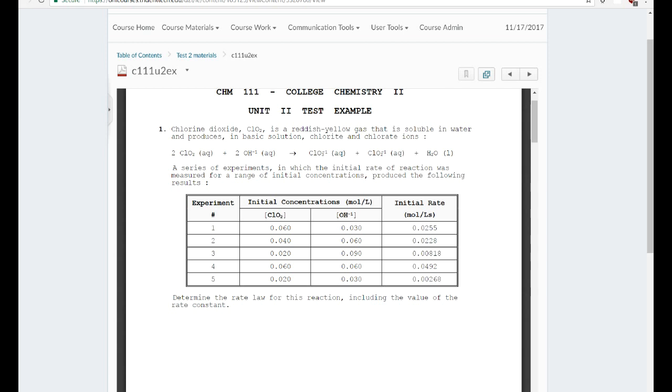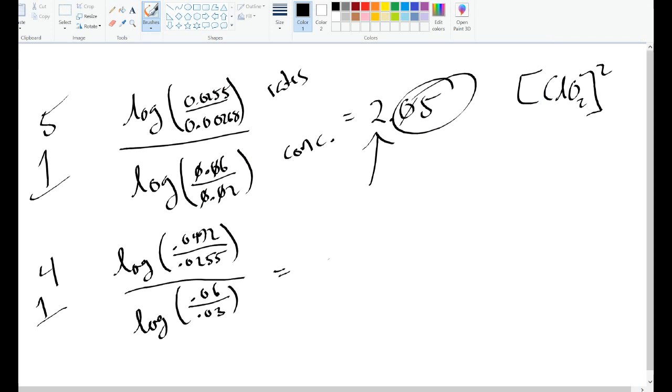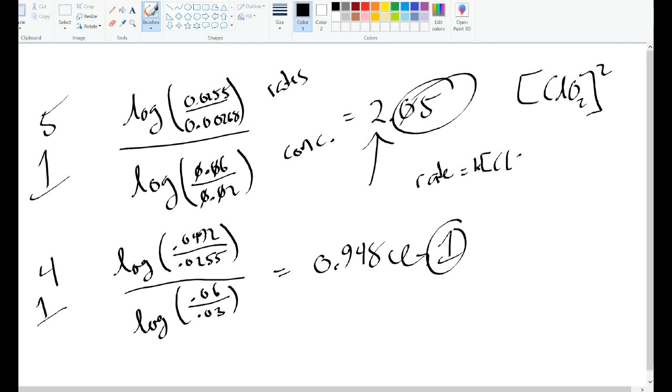It's going to be a little bit less than 1. So we're going to go ahead and say it's 1. But just to show you the math real quick. And that is equal to 0.948. And that rounds to 1. So now what we have of our rate law is rate is equal to K times chlorine dioxide raised to the second power, hydroxide raised to the first. We still need to find K, though. That's super important.